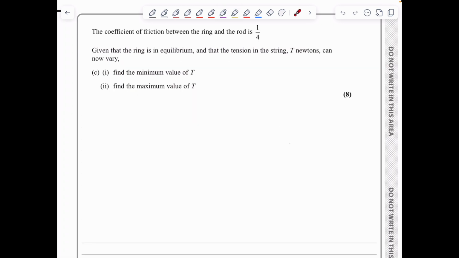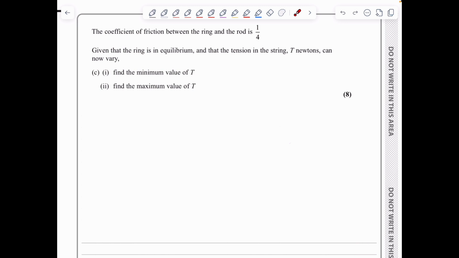We are then told that the coefficient of friction between the ring and the rod is 1/4, and the ring is in equilibrium with the tension now varying. We need to find the minimum value and the maximum value of this tension. So I will be considering two separate cases.